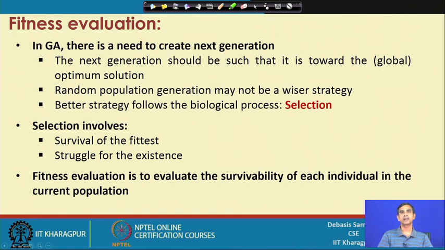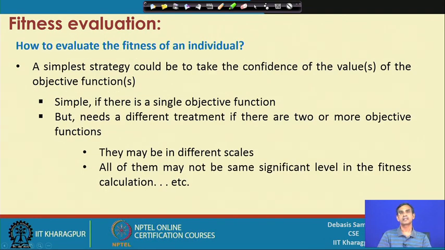Now, so far as the fitness evaluation is concerned, as we know, the genetic algorithm is an iterative, cyclic process. It has to repeat again and again, going from one population to another population, and in each population we have to search for the best solution. The best solution is ensured by the selection operation in the genetic algorithm, and fitness evaluation is the scheme that allows us to evaluate the survivability of each individual in the current population. Now, let us see what the different methods for selection are.